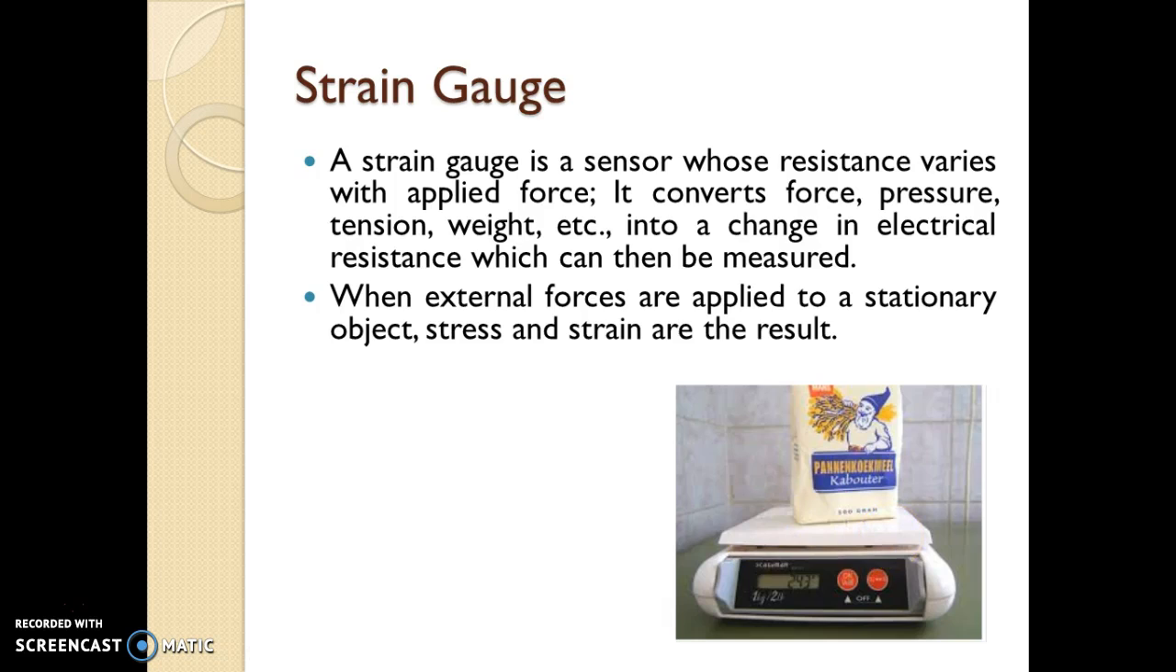This change in resistance can be measured with the help of various resistance measuring techniques, for example, a Wheatstone bridge that we all have studied earlier. So this Wheatstone bridge converts change in resistance into equivalent change in voltage. When external forces are applied on a stationary object, stress and strain are produced. We are going to see what is stress and what is strain in upcoming slides.